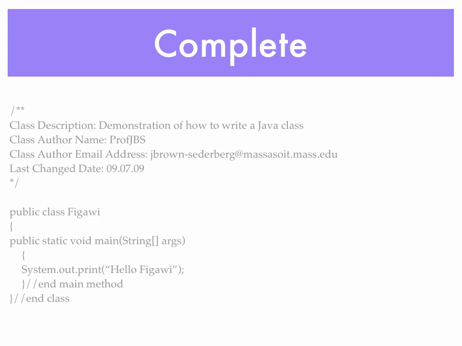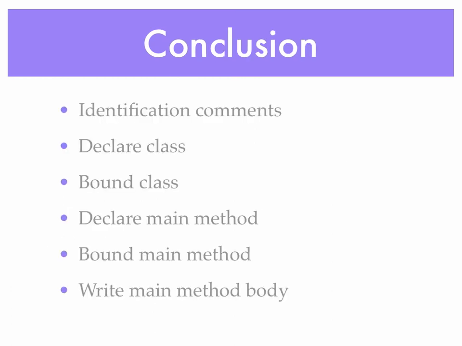So here's our complete program. Comments, declaration of the class, declaration of the main method. We've opened and closed that class. We've opened and closed that main method with those curly brackets. We have as the body of our main method the simple print to the screen of the string literal hello Fagawi.